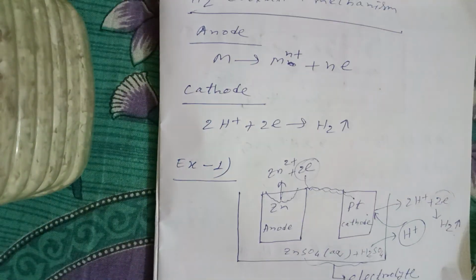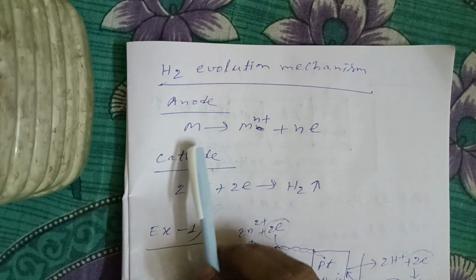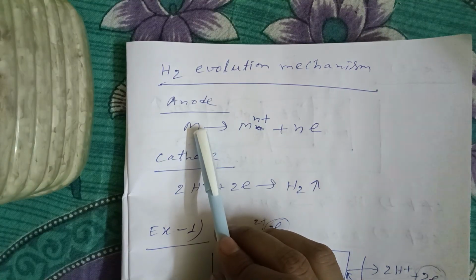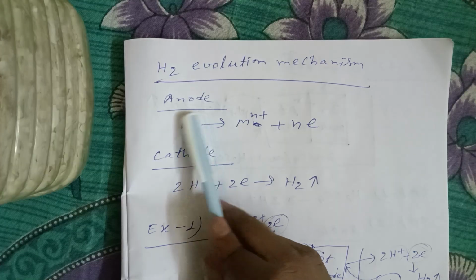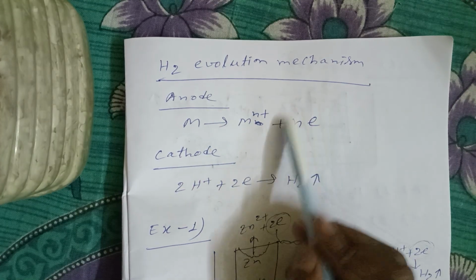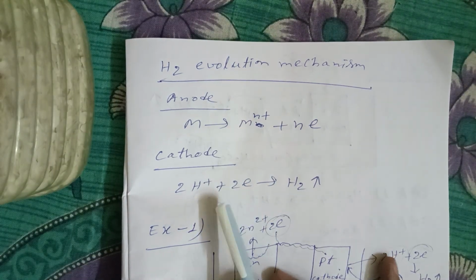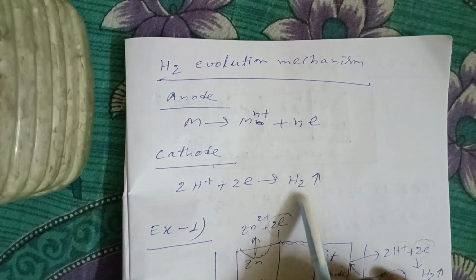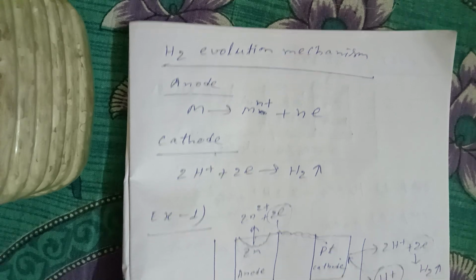Now in case of the hydrogen evolution mechanism, first the metal which will be corroded will be the anode, and here at the anode the metal will be oxidized to Mn+ by releasing n number of electrons, and at the cathode the H+ will be reduced to hydrogen, and the hydrogen will be evolved. Let's see some examples.